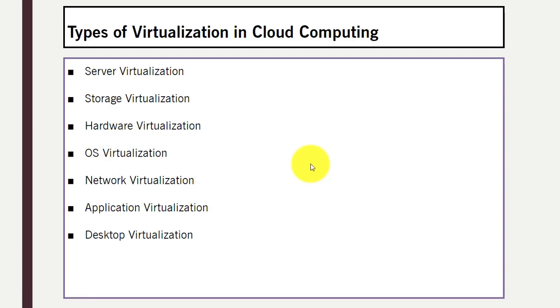Now we have different types of virtualization in cloud computing, that is server virtualization, storage, hardware, operating system, network, application, and desktop. It means we can create a virtual environment, that is a virtual version of a server for the storage, virtual hardware, virtual operating system, virtual network, virtual desktop, and virtual applications.